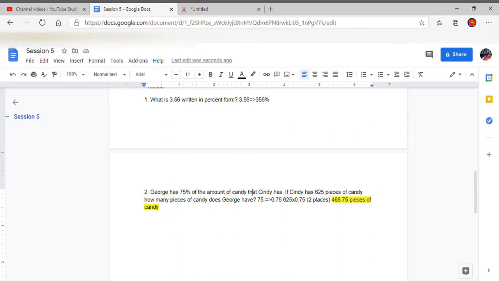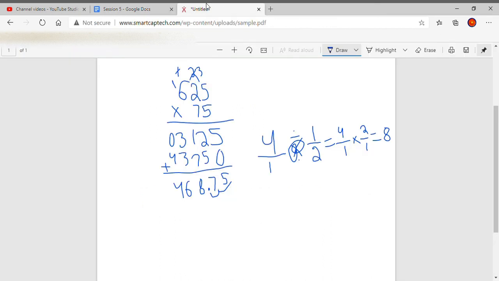Since it's 75% of something, you have to know that 0.75 is less than 1, meaning that George has less than Cindy. Normally when you multiply, the number gets larger, but in this case, since it's decimals, when you multiply, it will get smaller, as I mentioned earlier. So you would have to multiply, not divide.